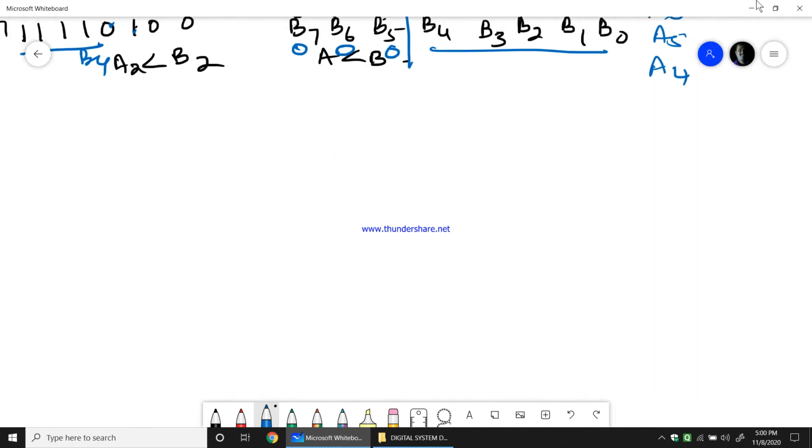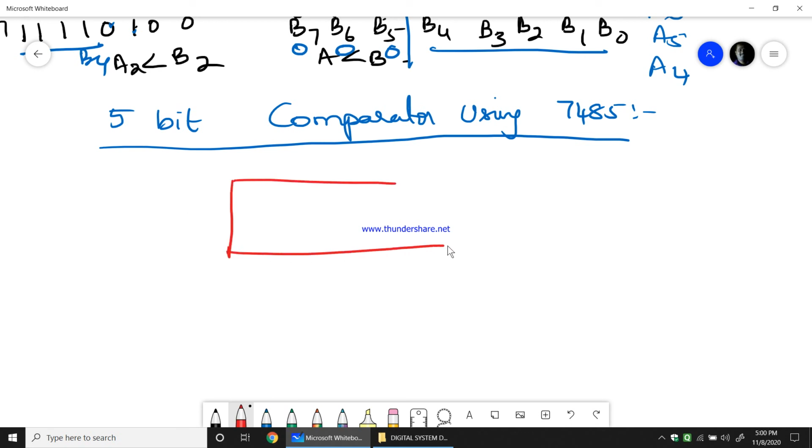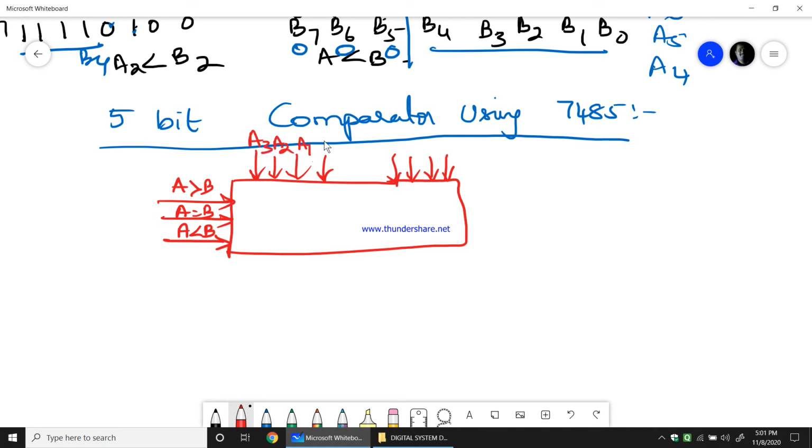Now I'll show you one more method, a 5-bit comparator using 7485 IC. So how to do that? Now as we all know, 7485 will have 4 A inputs and 4 B inputs. Then we'll have the cascaded inputs: A greater than B, A equals B, A less than B. Now I have A3 to A0 and B3 to B0.